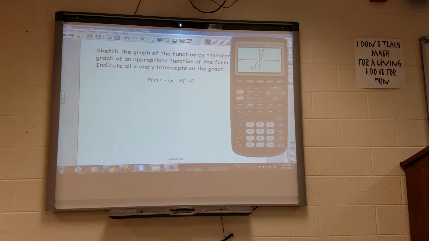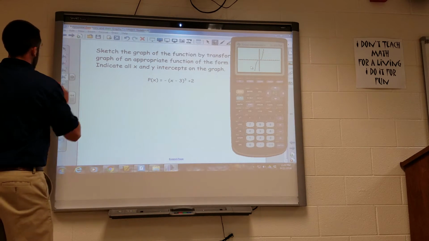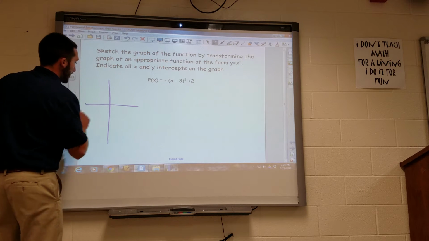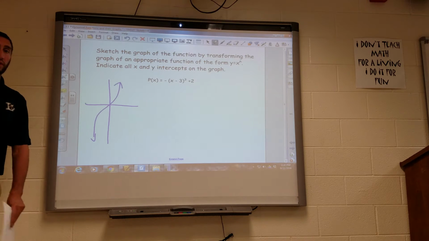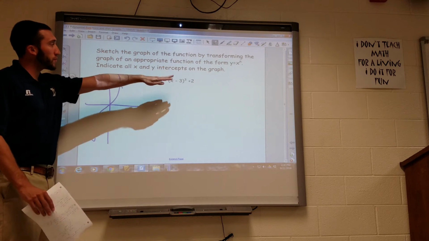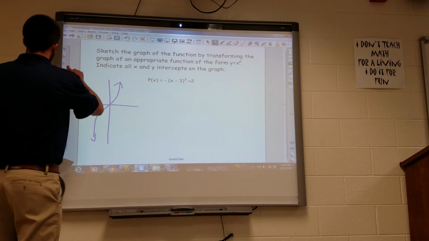So we can see that our y equals x cubed looks something like this. If I go over to my chart here, I can draw a basic sketch that looks something like that. Now I'm going to use what I know about transformations to sketch this graph.